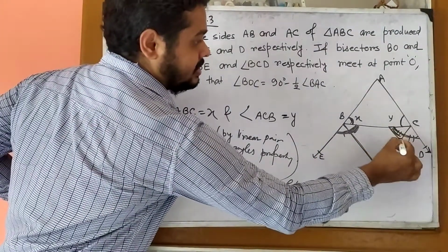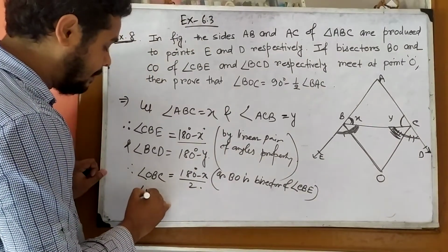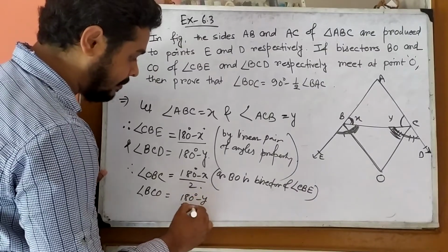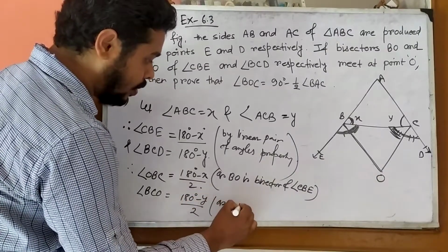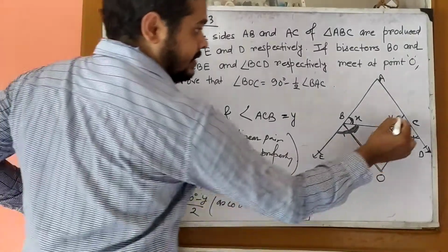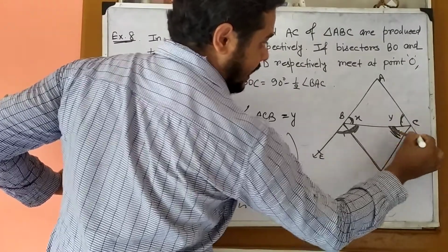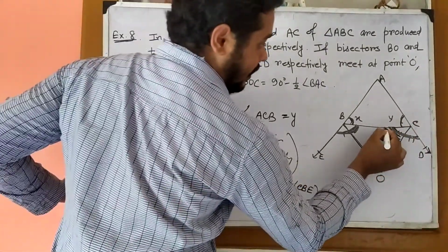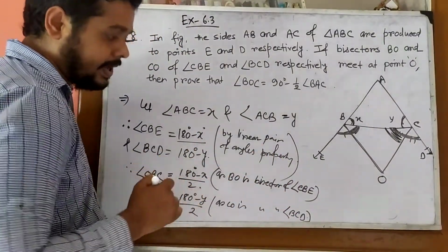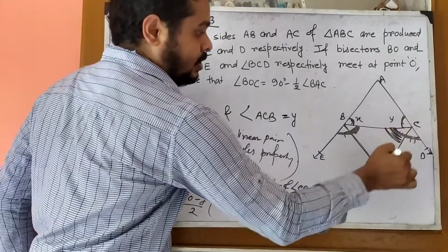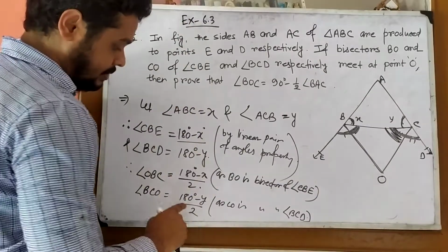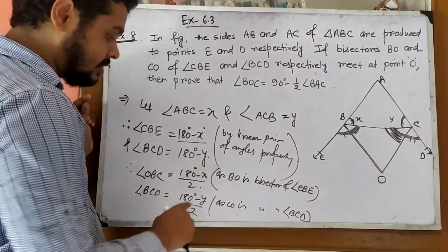Similarly, this portion, angle BCO, will be (180 minus Y) by 2, as CO is the bisector of angle BCD. This whole angle is 180 minus Y, therefore each part will be half of it, that is (180 minus Y) by 2. Why half? Because CO is the bisector, so it divides that whole angle into two equal halves. That means this angle is (180 minus Y) by 2.